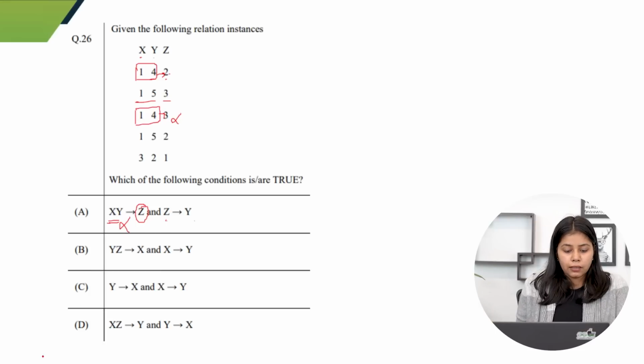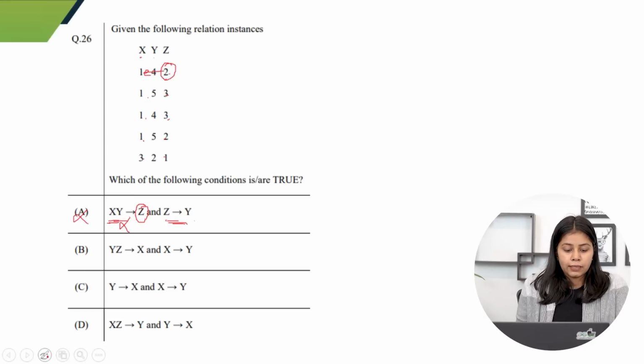So this would not be true. Now for z implies y, right? If I put z, then I'm getting a y. So when z is 2, I'm getting 1. When z is 3, I'm getting 1. And so on, and for 1 it is 3. But this is true. z implies y is true. But because the earlier one is not true, option A is not correct.